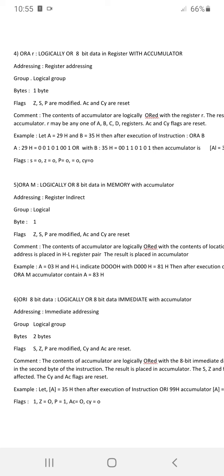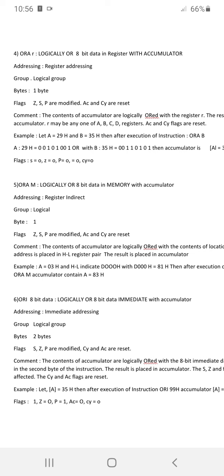That is, if the input is 0 0, then the output will be 0. Otherwise, if the input is 0 1, the output will be 1. Input 1 0, output will be 1. Input 1 1, output will be 1 also. So the same thing we have to do bitwise in ORing. Here we are taking 8-bit data either in register or memory or directly and ORing that data with the accumulator.